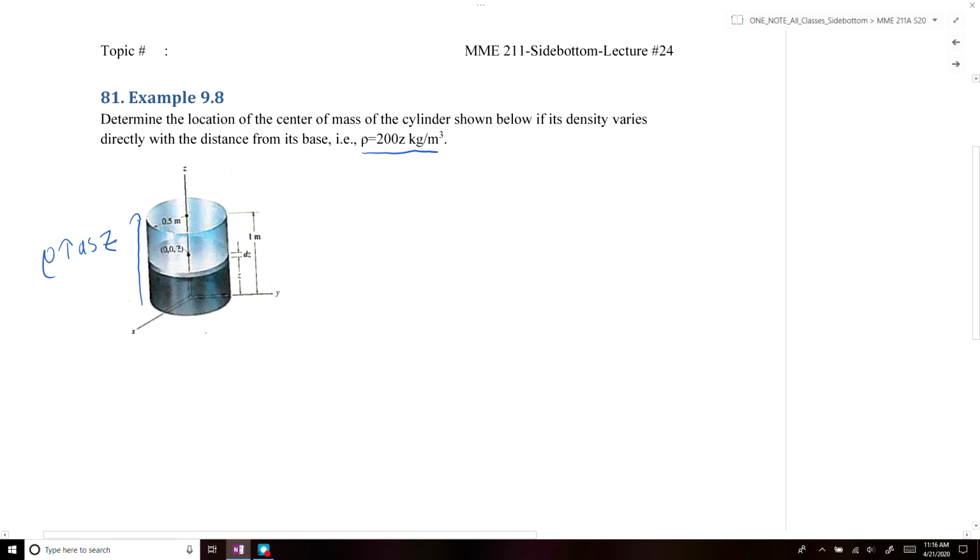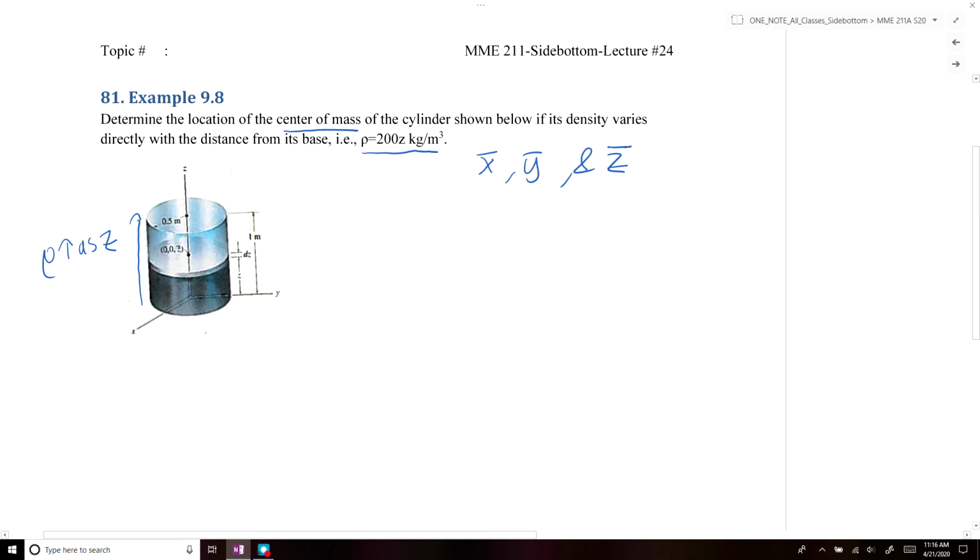So what we're asked to find is where is the center of mass. We're not finding the center of volume in this situation. We're asked where is the center of mass of our cylinder. In order to determine the center of mass, what we're looking for here is x bar, y bar, and z bar for this cylinder.